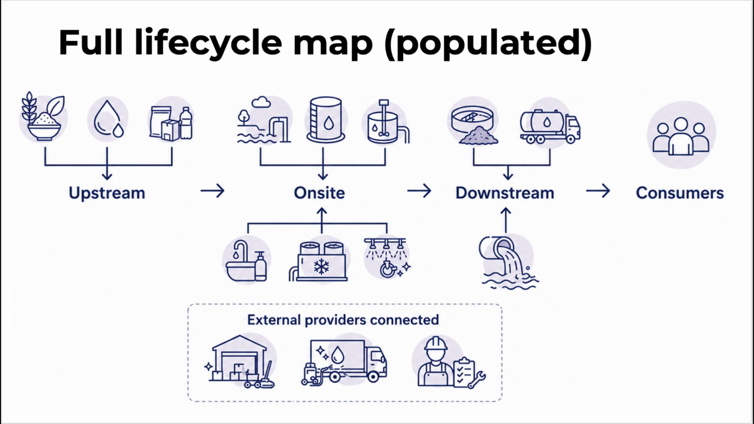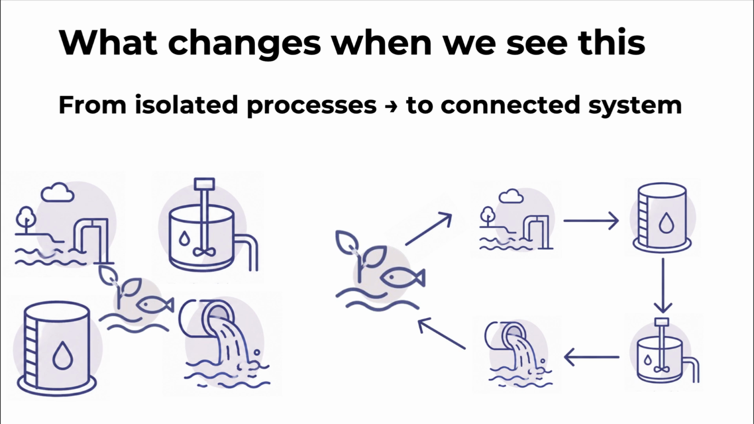So now we put everything together, and what we see is that water flows across the entire life cycle, from suppliers through operations to downstream and external activities. This is the real system we are managing. And when we see the system like this, something changes. We move from isolated processes to a connected system. Decisions in one part affect others. Risks and opportunities become more visible, and priorities become clearer.